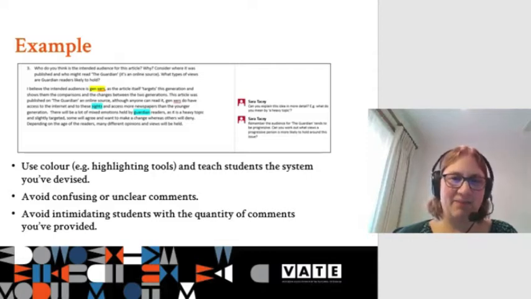And this is an example of how you might want to use a colour system. So I've used yellow to highlight informal language and blue to highlight grammatical issues. So whichever system of colours you use, obviously one or two colours keeps it simple, and try and keep whatever comments you're making as clear as possible.